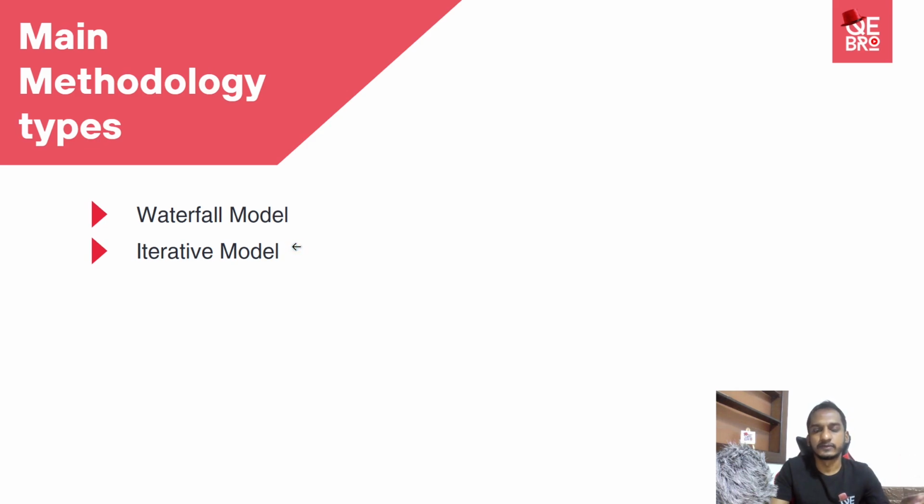At the end of the first iteration, we will give 5%, then 10%. Likewise, it will go. From the very beginning, the customer has something. So incrementally, we add some extra features to the product so they can start using it from the very beginning. So that's the main difference between the waterfall and iterative models.